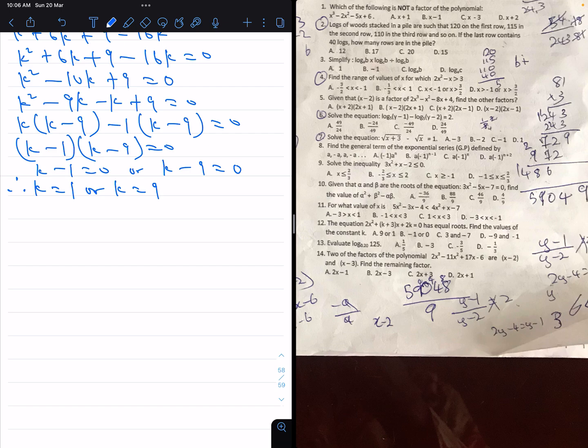What was the correct option to number 11? I think that one was C. 1 less than X less than 3. C. Now next, that's number 13.